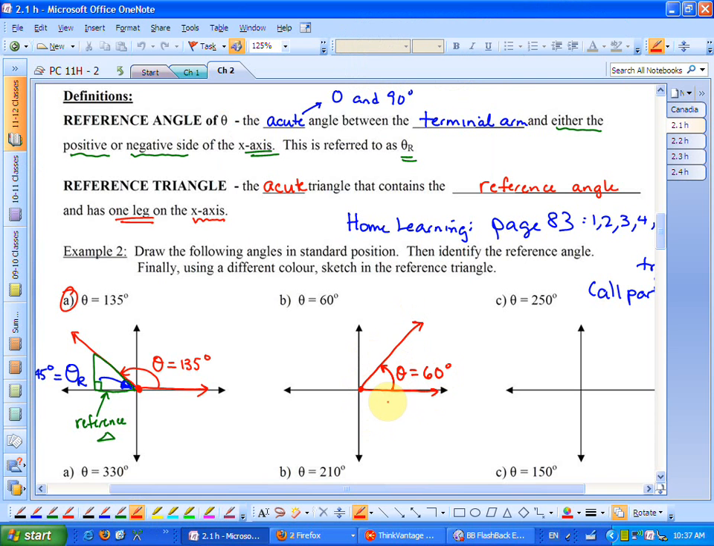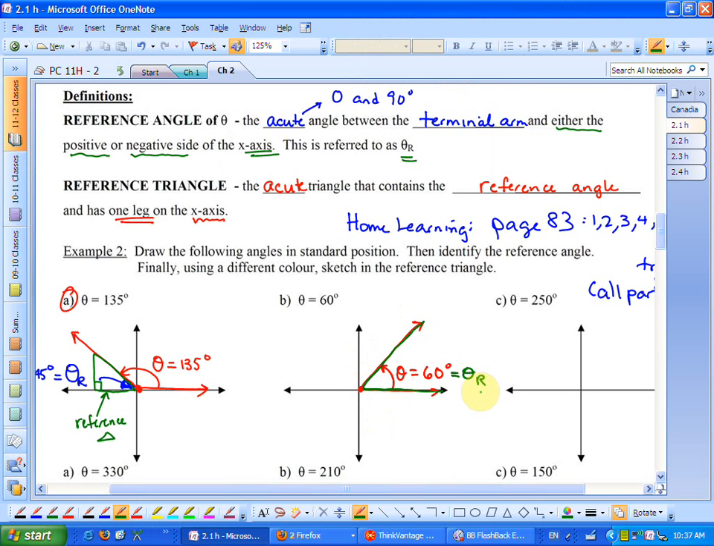So my question to you now is, how do we calculate the reference angle here? Using the definition, which is still on the screen, the acute angle between the terminal arm and either side of the positive or negative x-axis. So here's my terminal arm, I'm going to put it in green. Which one should I use, the positive side or the negative side? Positive side, right, because I want the acute angle. So notice, in this case, this 60 degrees is also the reference angle. It's the same.